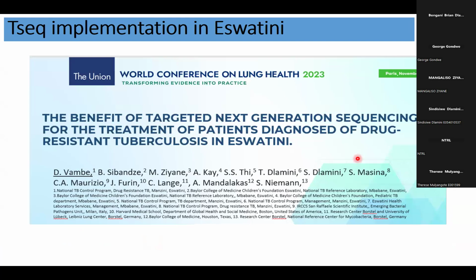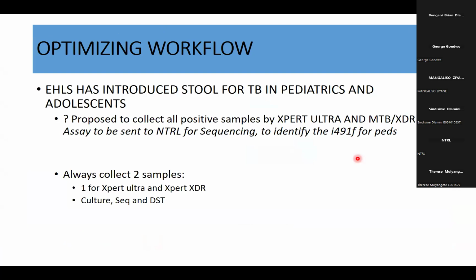Then we come to this another, this was an abstract which is currently being worked on to become a manuscript. So now how do we plan to optimize our workflow? In our facilities, we have introduced Xpert for stool. We are saying facilities should bring the stool samples to the NTRL so that you can detect this I491F. You remember stool samples cannot be cultured, but you can have sequencing on stool samples. So we want to detect this I491F from the pediatric population.